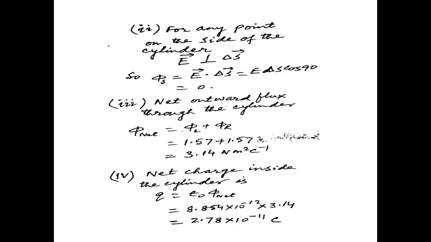Now number 2, for any point on the side of the cylinder, we find that the electric field is perpendicular to the area vector. So the angle between these two is 90 degrees, so phi S becomes 0. Now number 3, net outward flux through the cylinder, phi net equal to phi L plus phi R, which is 3.14 Newton meter square per coulomb. Number 4, net charge inside the cylinder is given by Q equal to epsilon naught phi net. Putting the value of epsilon naught and net flux, we get 2.78 into 10 to the power minus 11 coulomb.